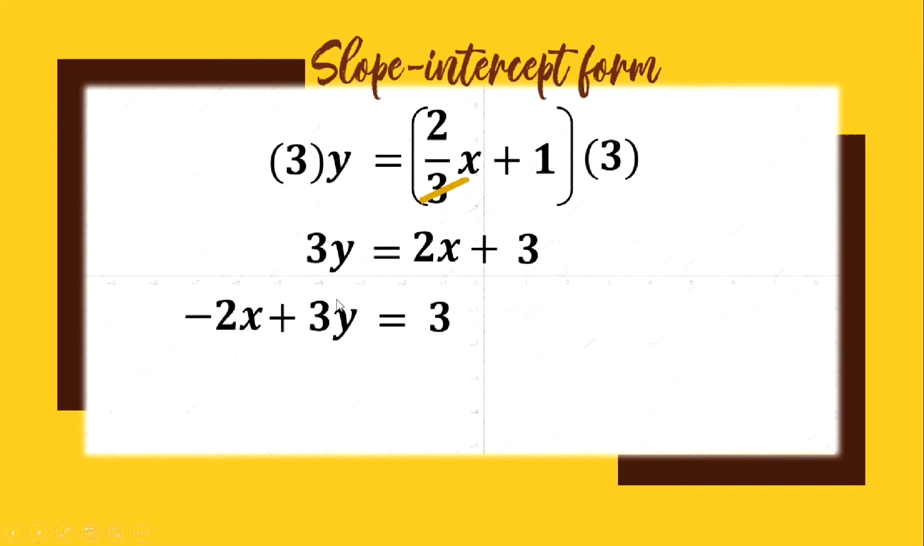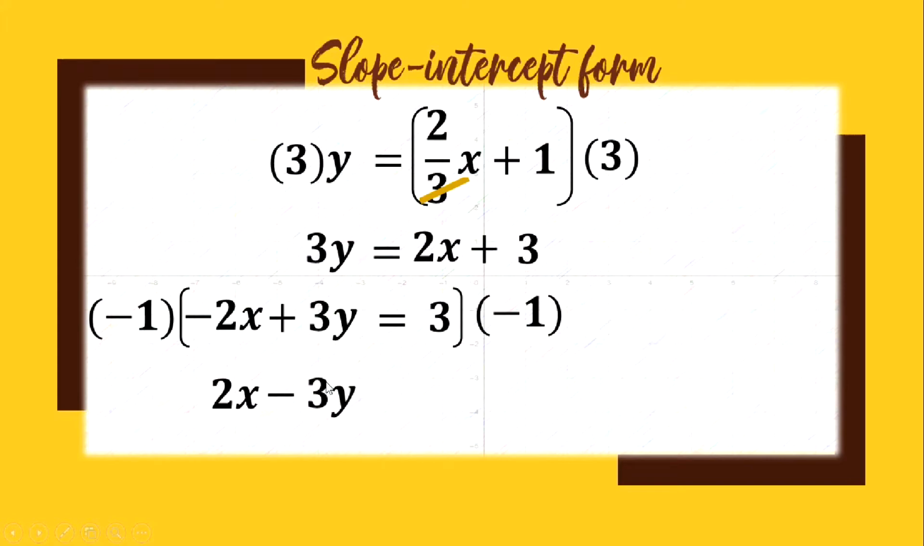And since dapat laging positive ang leading coefficient natin, multiply both sides by negative 1. So, negative 1 times negative 2x is positive 2x. Negative 1 times 3y is negative 3y is equals 3 times negative 1 is negative 3. And this is the standard form of the equation. We have 2x minus 3y equals negative 3.